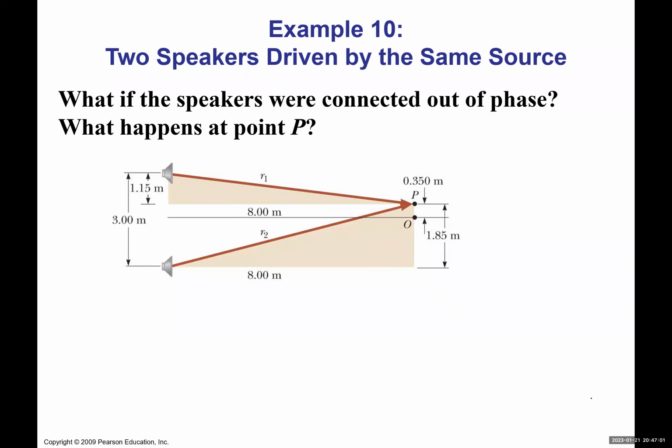For the next one, what if the speakers were connected out of phase? What happens at point P? We know that they were connected in phase, but at point P we had the minimum, which is destructive interference. If they were connected out of phase, that will cancel out the destructive and make it constructive. That means you will have a maximum rather than a minimum. Because they were in phase and you got destructive at point P, if you change them out of phase, you get the constructive.